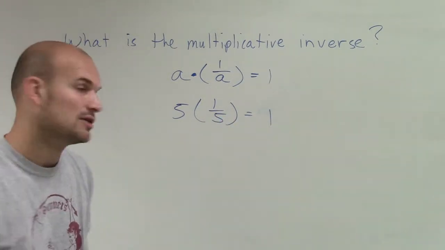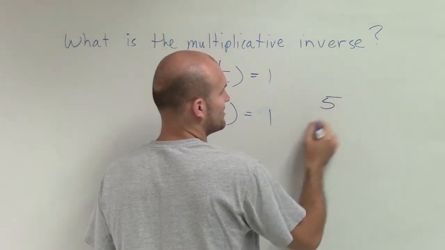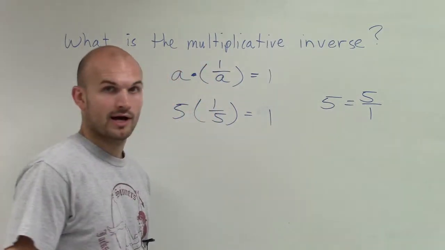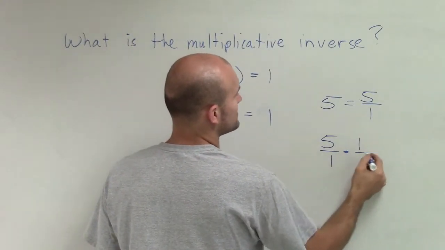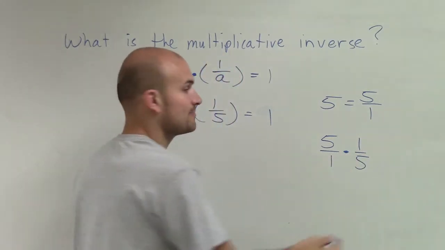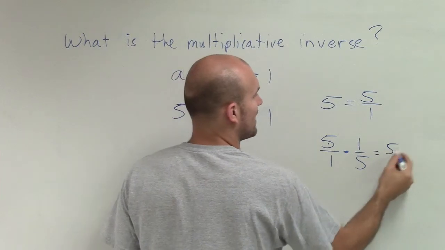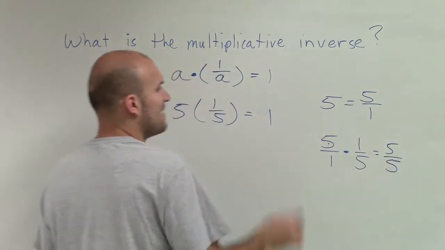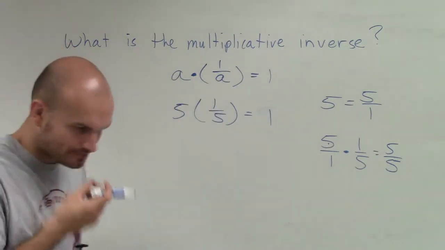Now, I can plug it in a calculator if you want to. Or what we could think of is if I say 5, I know 5 is equal to 5 divided by 1, right? So if I said 5 divided by 1 times 1/5, when you multiply fractions, you just multiply across. 5 times 1 is equal to 5. 1 times 5 is equal to 5. 5 divides into 5 one time. So therefore, that's a little reasoning on why that's true.